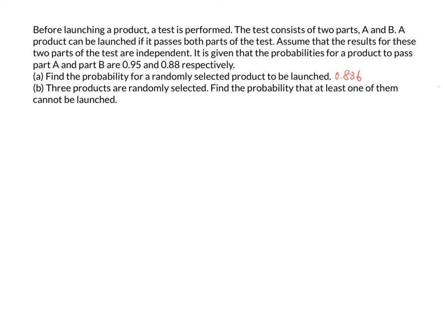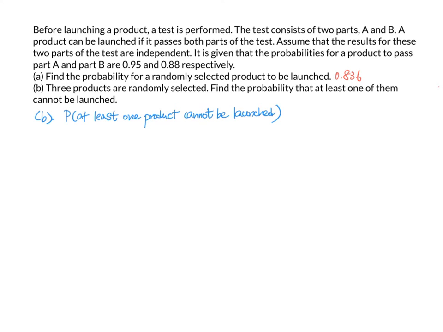So part B, now we have three products to be tested. Find the probability that at least one of them cannot be launched. So it's another level, right? So this probability, at least, meaning there are a few cases. One product cannot be launched, two products cannot be launched, or all three cannot be launched.